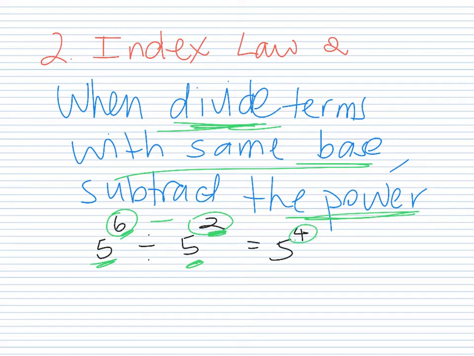Again, it works the same way if we were having pronumerals. So let's say we had x to the power of b, take x to the power of a. Again, same base, so we can write that down: x to the power of b take a. So again, it would be b take a.